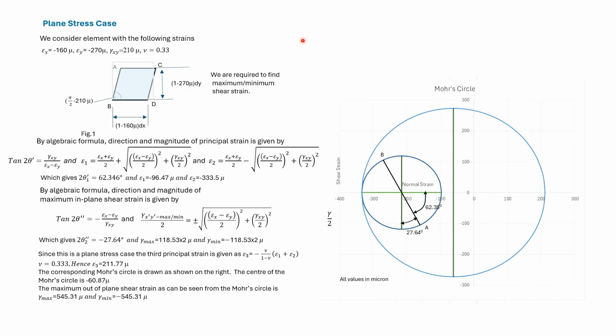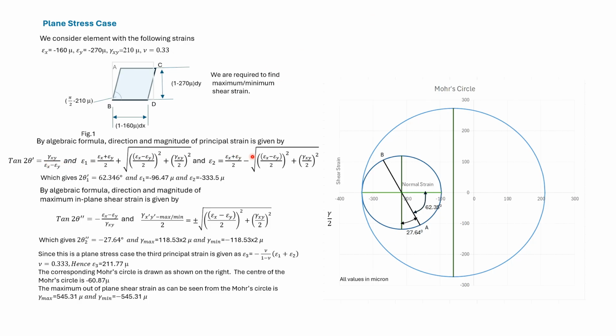Here we consider a plane stress case. An element with epsilon x, epsilon y and gamma xy are given. Also, nu is given. We'll be finding out the absolute maximum or minimum shear strain. This may be in-plane or out-of-plane.